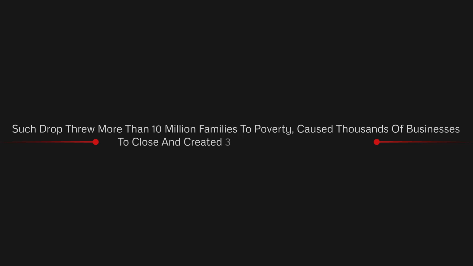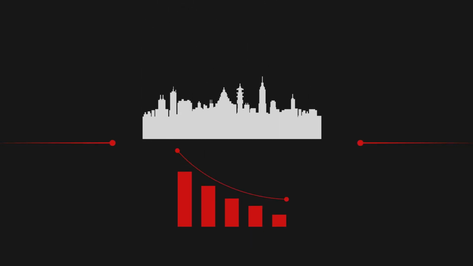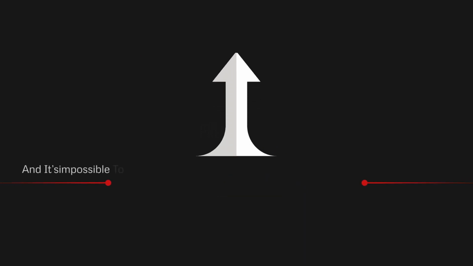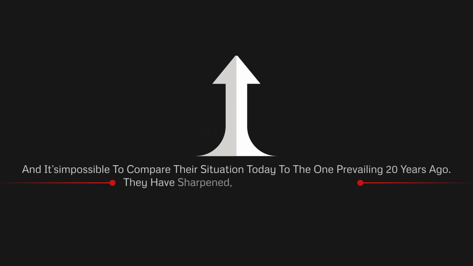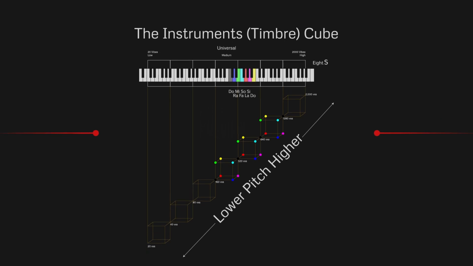Such a drop threw more than 10 million families into poverty, caused thousands of businesses to close, and created 3 million new unemployed, 500,000 who lost their job, and 2.5 million who didn't find one. Mexico's reality changed radically. The entire country slowed down and became poorer. It fell to a lower octave. Other countries like China or Korea have been steadily moving to higher octaves, and it's impossible to compare their situation today to the one prevailing 20 years ago. They have sharpened, got more acute, and achieved higher and higher notes. The octaves cube.